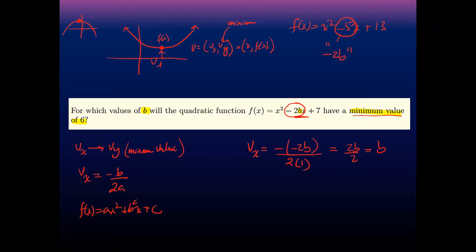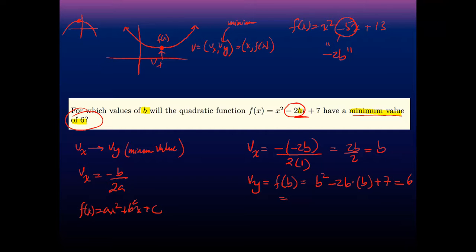Then how do we find vy? Well, we substitute that in the function, right? So vy, the y coordinate of the vertex, will be f of b. That would be b squared minus 2 times b times b, this is the substituted b, plus 7. And you want the vy to be equal to 6. That's what you want.